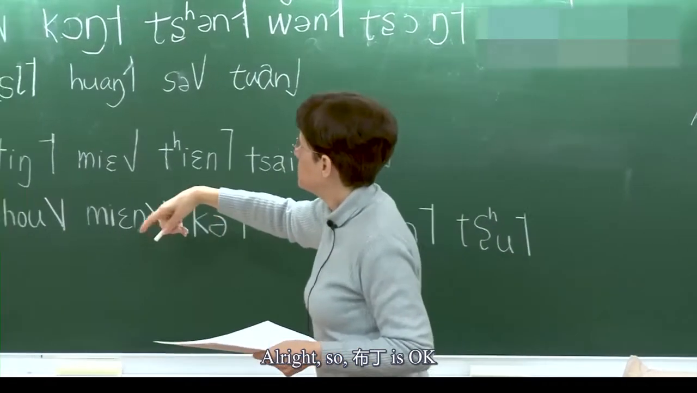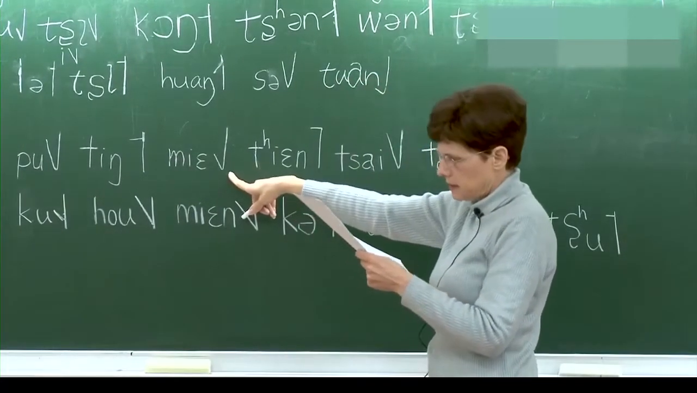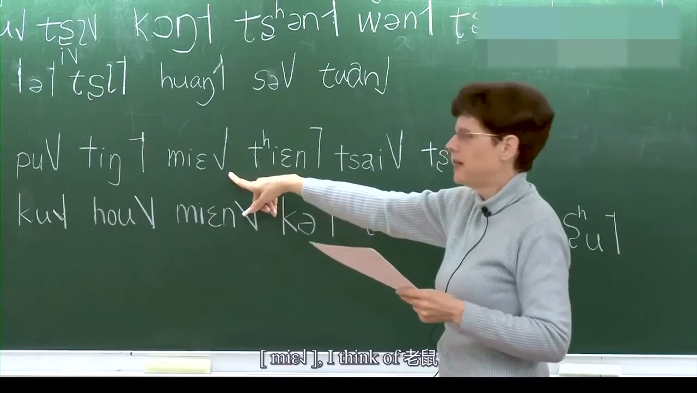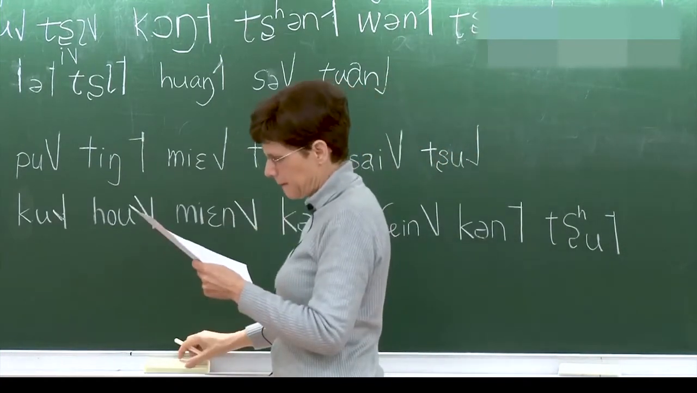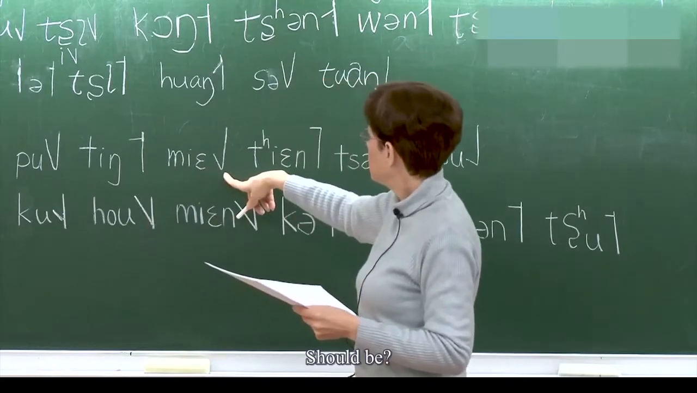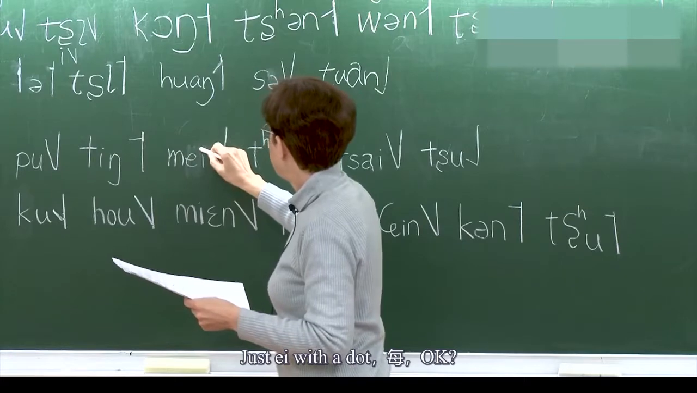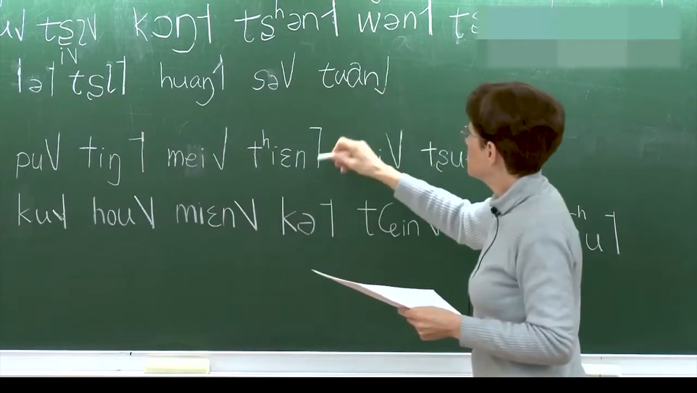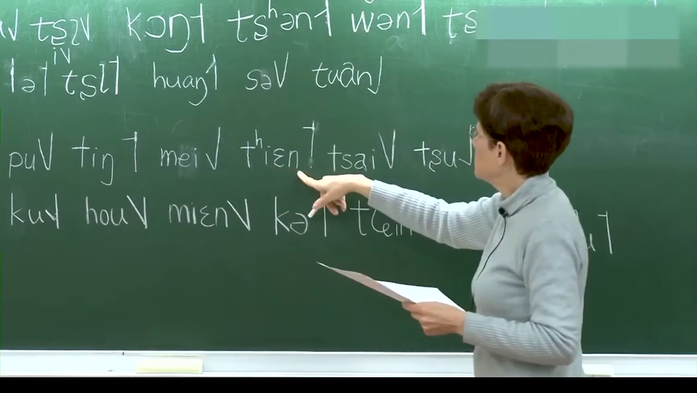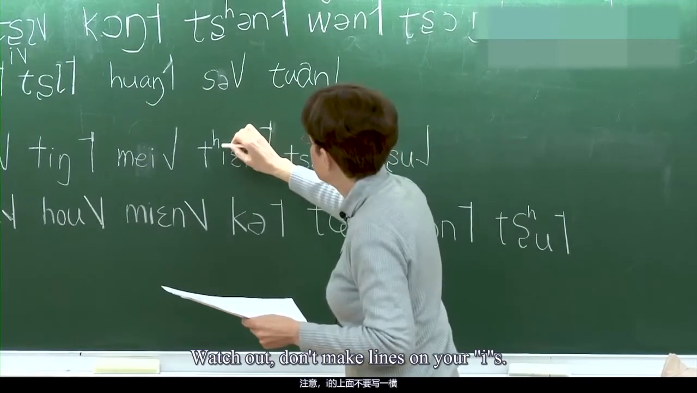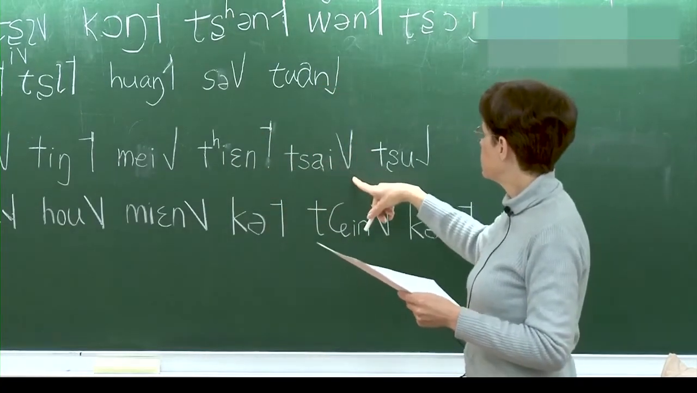All right. So, 布丁 is okay. And then 灭. 它灭, I think of 老鼠. 灭, but that's 灭. Should be? Just E-I with a dot, may. Okay? Tian, we're going to let it stick out. Move it up a little. Tian, watch out. Don't make lines on your eyes. Make sure they're dots. Otherwise, it looks like a tone mark. Tian, what else?